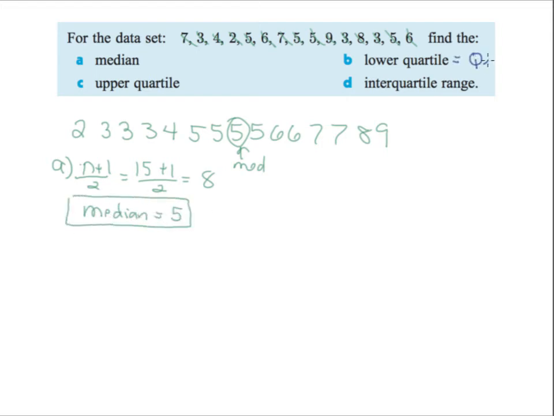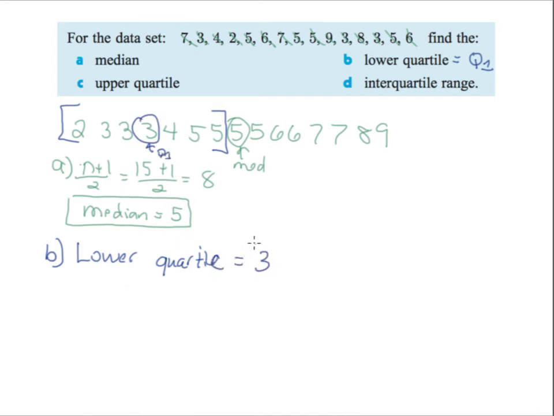The lower quartile is just a fancy name for quartile 1, or Q1. So to find my lower quartile, I'm going to look at all the data less than my median, not including my median, and find its middle value. And that is 3 in this example. So quartile 1 would be 3.